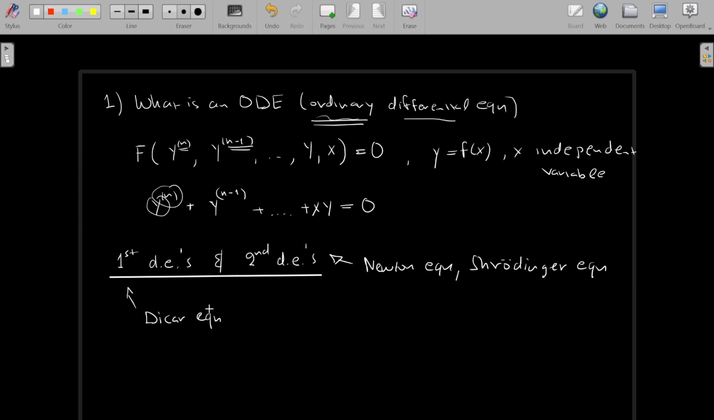And if you stumble across a higher order differential equation, you can always, well, not always, but there are many cases where you can drop down a constant. You can reduce the order of the differential equation.